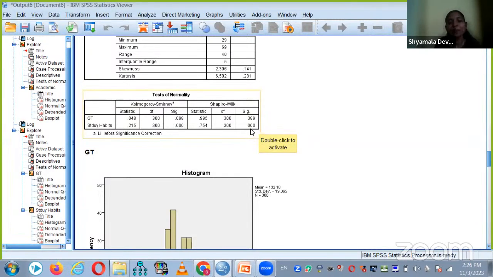And for study habits, the value is 0.00, which means it is less than 0.05, which means we have to reject the hypothesis which we formulated. So what does rejecting the hypothesis mean? We formulated it as normally distributed, so rejecting it means we should go with the alternate hypothesis, which means it is not normally distributed. Okay, let us check the histogram here.